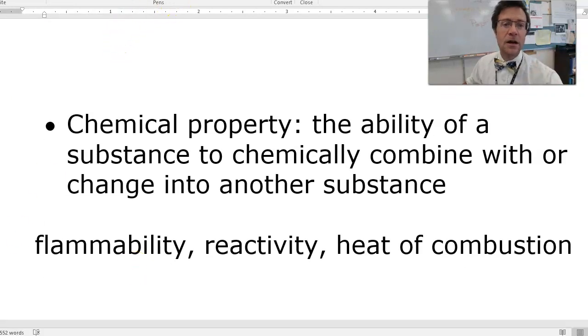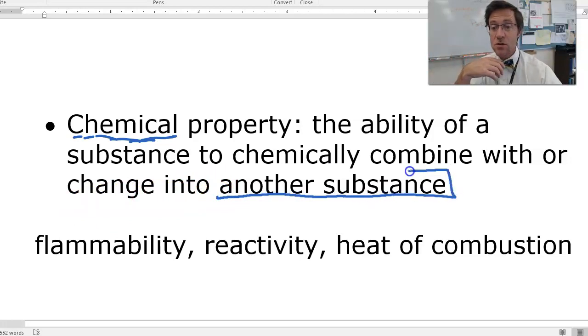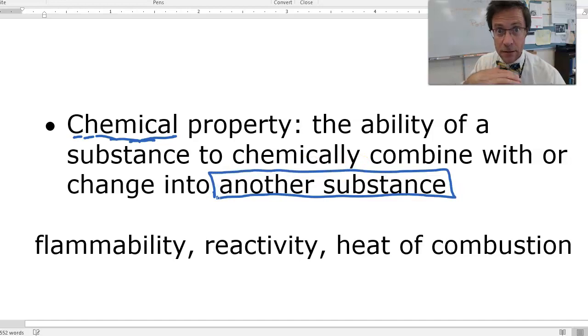Chemical property. Now, this chemical property is going to be a little bit different than your physical property because to observe a chemical property, you have to change the thing that you are looking at, right? It will change into another substance. And when I say change into another substance, I mean completely different. Totally different, right?